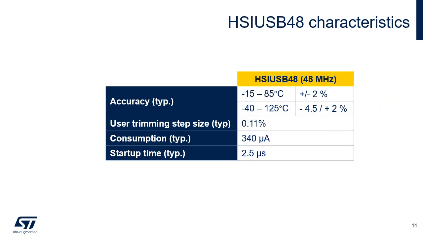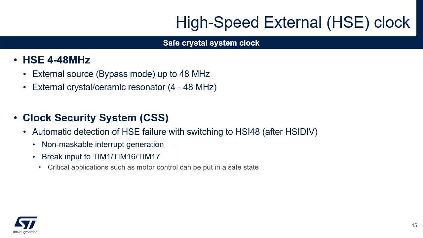This table outlines the characteristics of the HSI USB 48 clock. Its accuracy can be enhanced using CRS, with a small trimming step size of 0.11%. The high-speed external oscillator, or HSE, ensures a reliable crystal system clock. It supports 4 to 48 MHz crystals or ceramic resonators, as well as an external clock source in bypass mode.